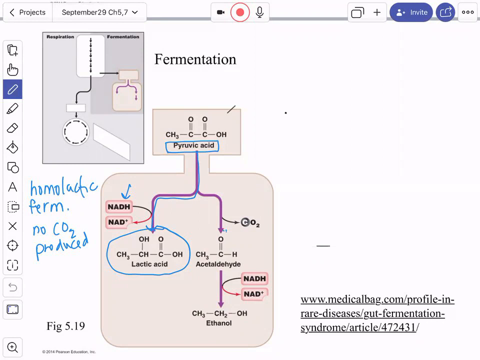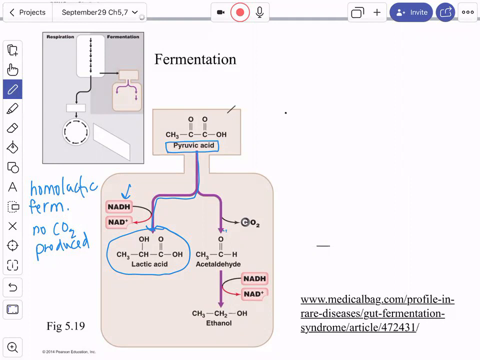All right, so if you've ever run a 400, you start coming around that final turn and you've got lactic acid building up in your muscles. It's getting harder and harder to move. So we can do that to some extent. There are some bacteria that it's all they do.